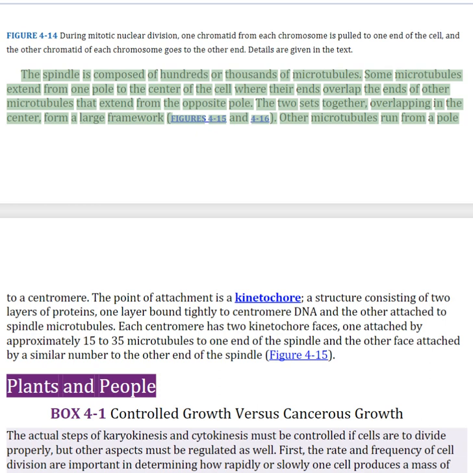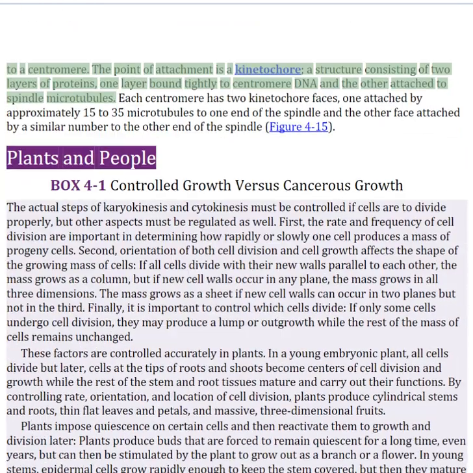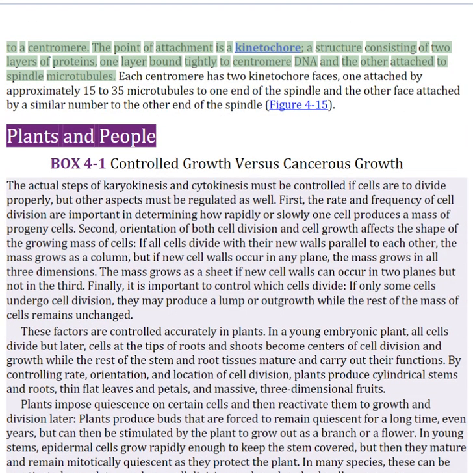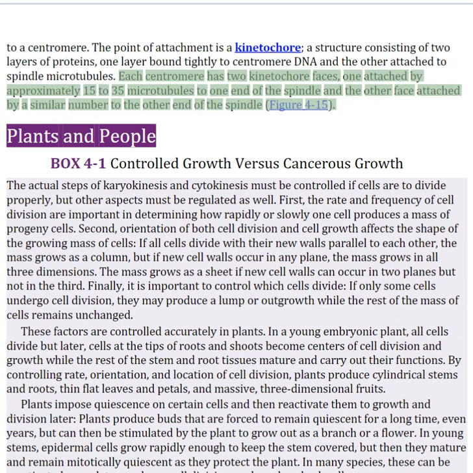Other microtubules run from a pole to a centromere. The point of attachment is a kinetochore, a structure consisting of 2 layers of proteins, one layer bound tightly to centromere DNA and the other attached to spindle microtubules. Each centromere has 2 kinetochore faces, one attached by approximately 15 to 35 microtubules to one end of the spindle and the other face attached by a similar number to the other end of the spindle.